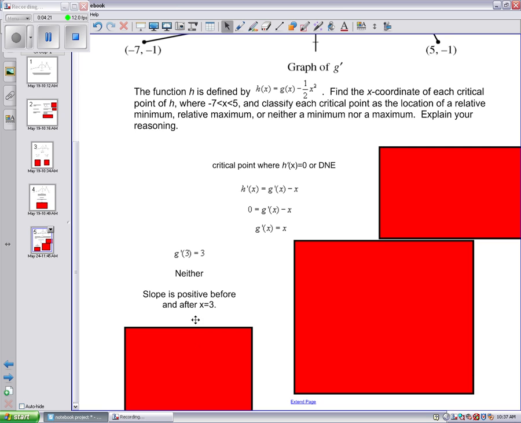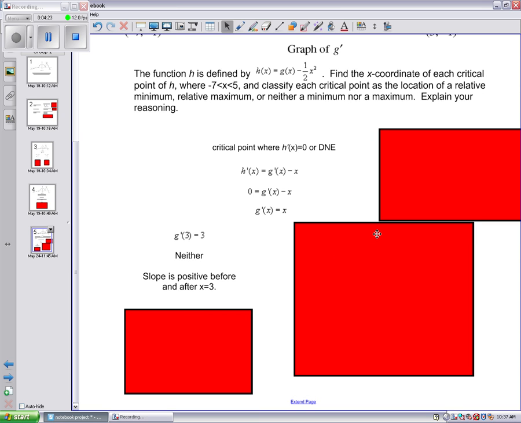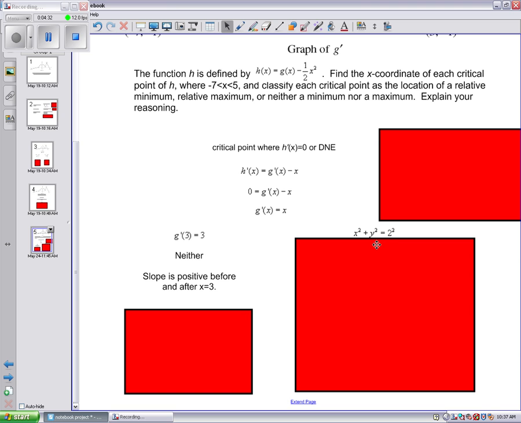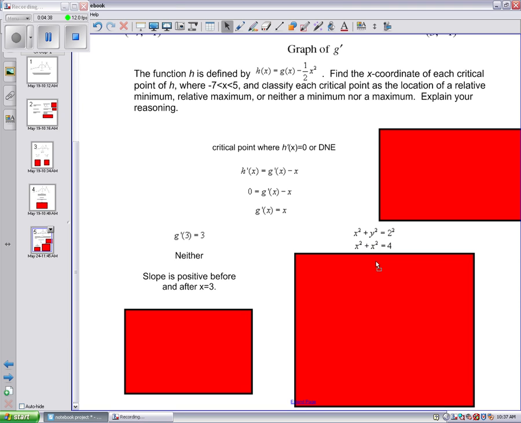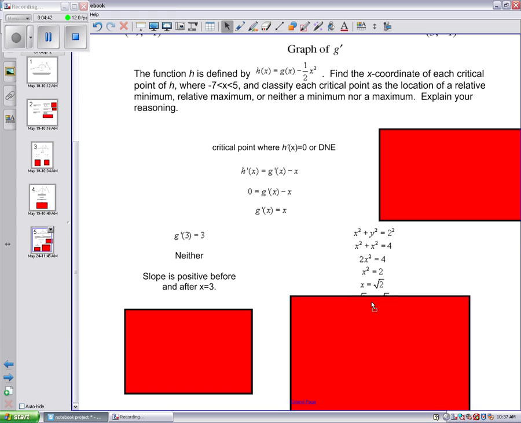This is neither a maximum nor a minimum because the slope is positive both before and after x equals 3. There is another critical point on the right half of the semicircle. The equation of the circle is x squared plus y squared is equal to 4. We are looking for the places where y is equal to x, so we can substitute x for y. When we solve the equation for x, we get root 2 for x.